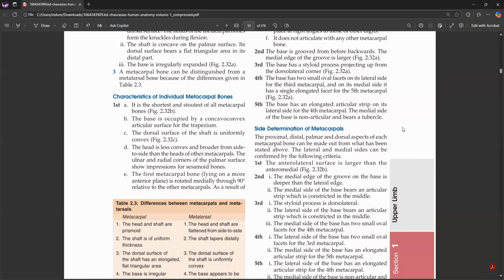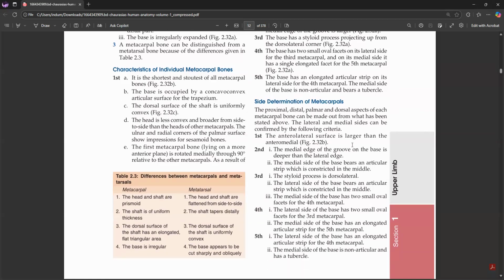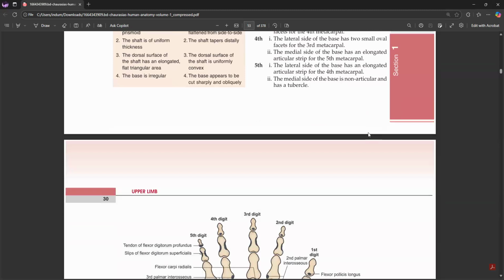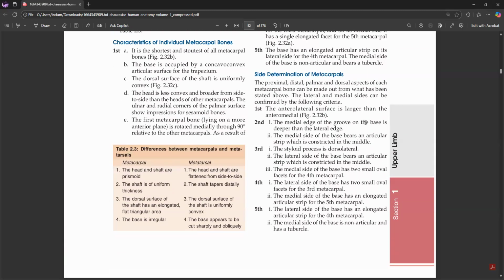Figure 2.32a. Fourth, the base has two small oval facets on its lateral side for the third metacarpal, and on its medial side, it has a single elongated facet for the fifth metacarpal. Figure 2.32a. Fifth, the base has an elongated articular strip on its lateral side for the fourth metacarpal. The medial side of the base is non-articular and bears a tubercle. Side determination of metacarpals: the proximal, distal, palmar, and dorsal aspects of each metacarpal bone can be made out from what has been stated above.